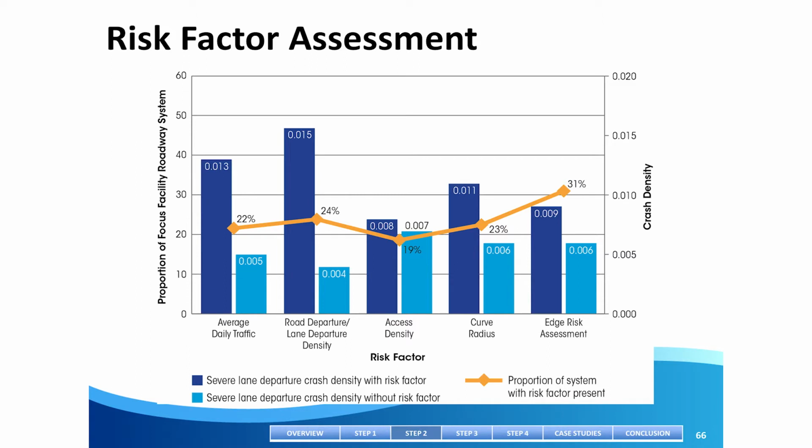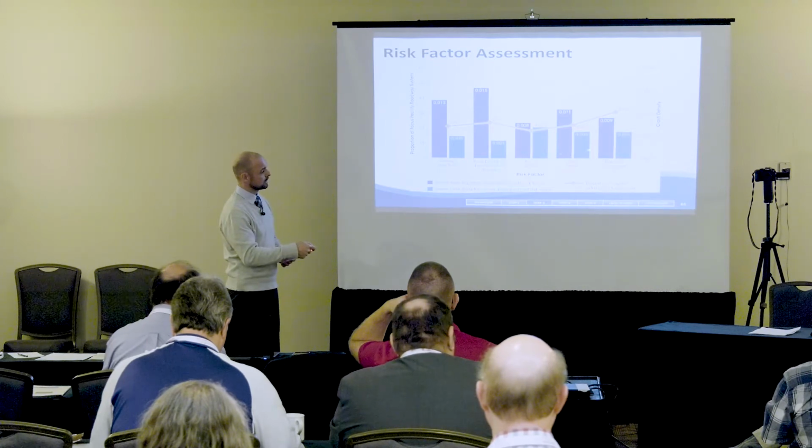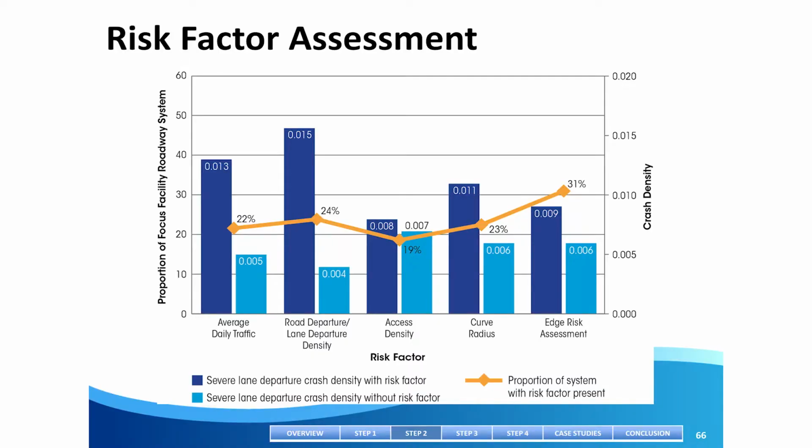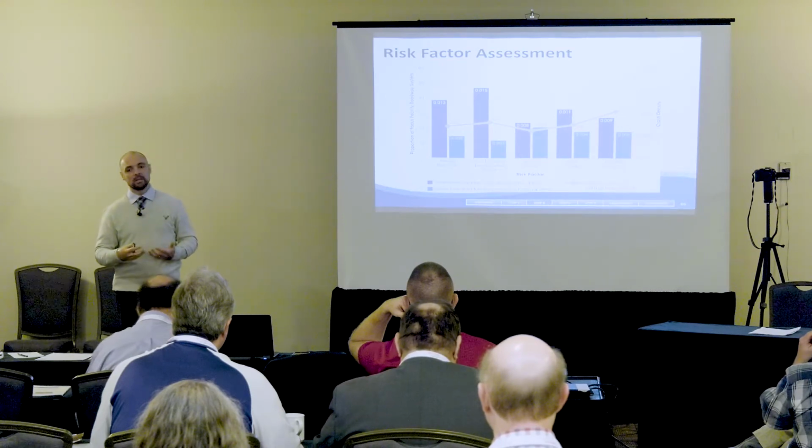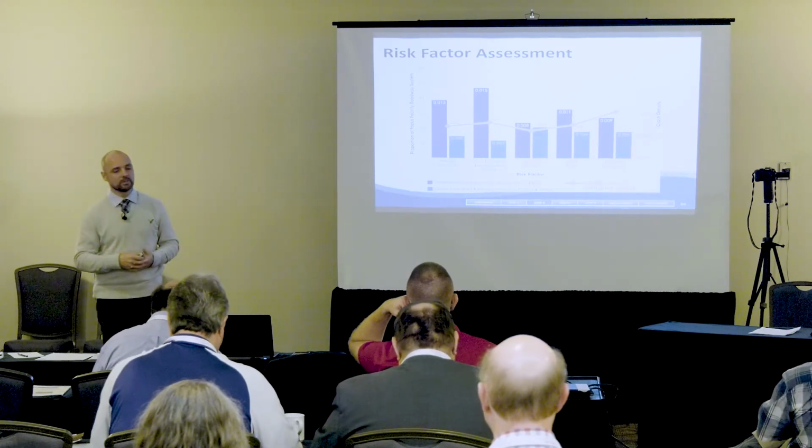Access density, it's really not showing much of a difference between sites with the risk factor and sites without the risk factor. So again, there I would say access density may not be showing up as a risk. Curve radius certainly is, and the edge risk assessment certainly is. The orange line here is representing, again, the proportion of your system that has the risk factor present. And what we're looking for here are risk factors that are maybe present on, I don't know, 10 to 20 to 30% of your system, maybe 40%. But if a risk factor is present on 80% of your system or 90%, it's not really a risk factor. It may not be the best risk factor to use to narrow down your list of sites.